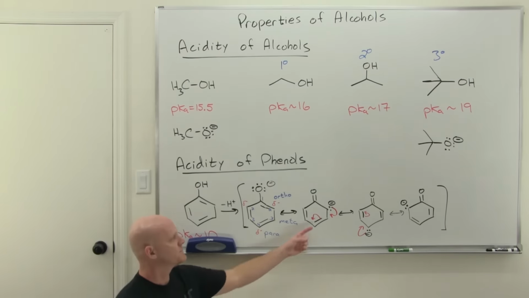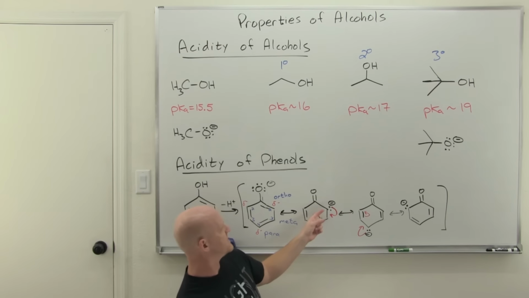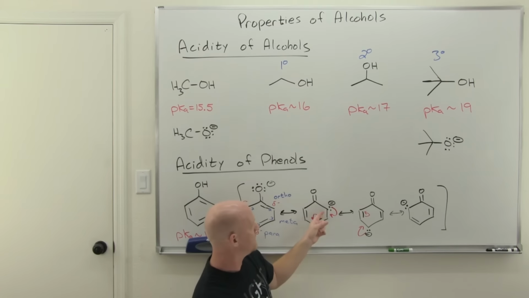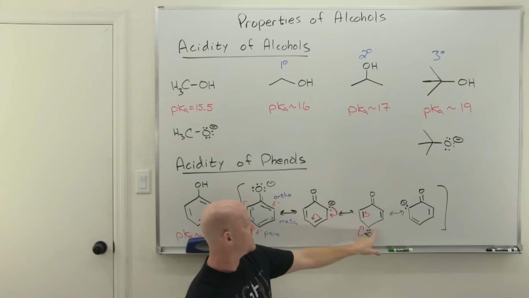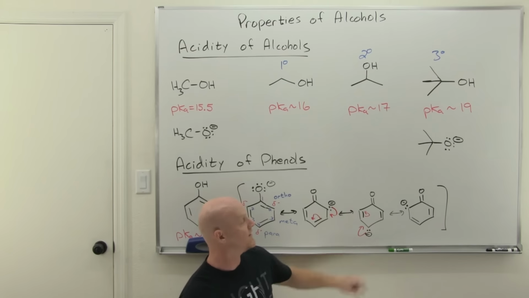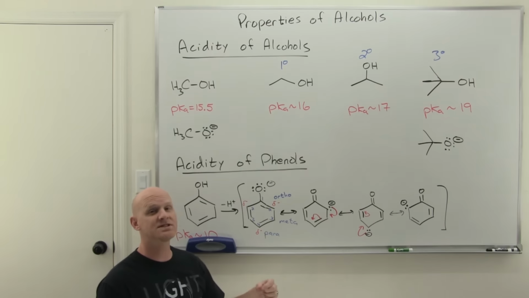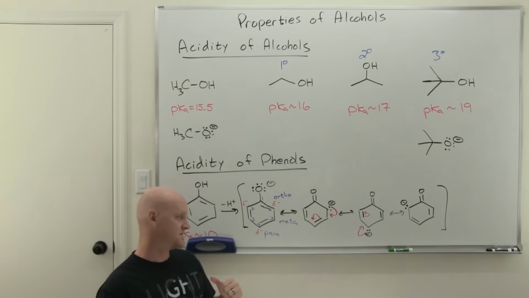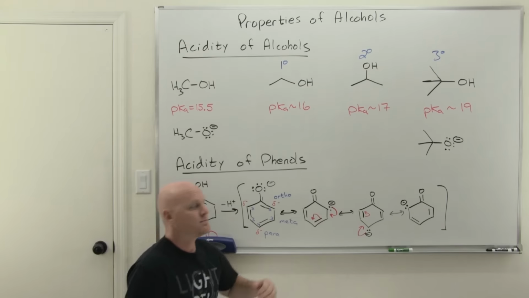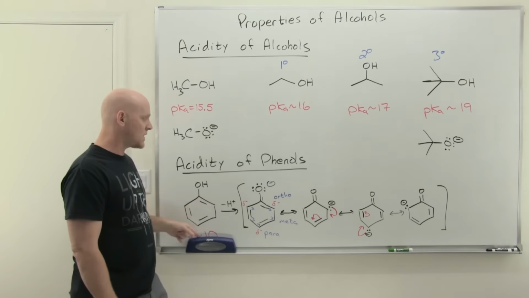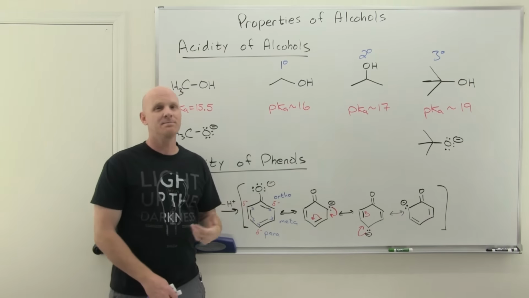And if you look, we've got resonance structures that show the negative charge being shared on both ortho positions, and then on the one para position as well. But the meta position never shares the negative charge by resonance. It's just the ortho and para positions. And so in a minute here, we're going to look at some different groups we can attach to our phenol and how they actually impact the acidity.